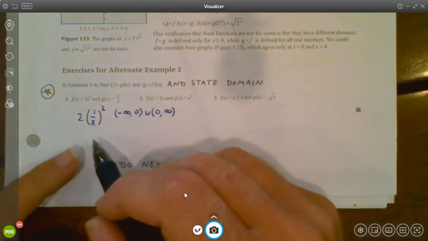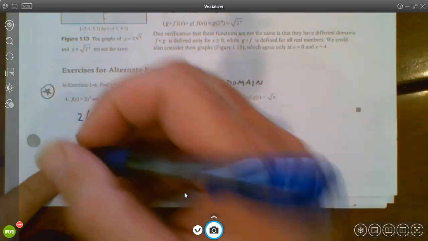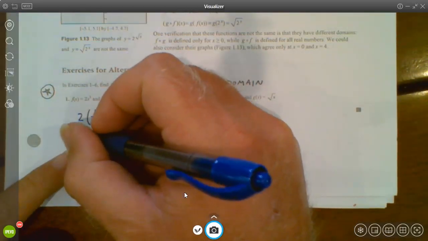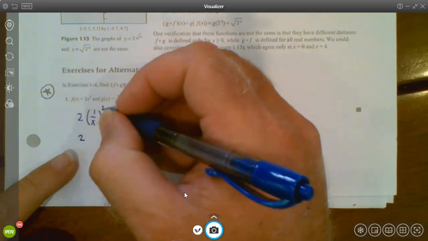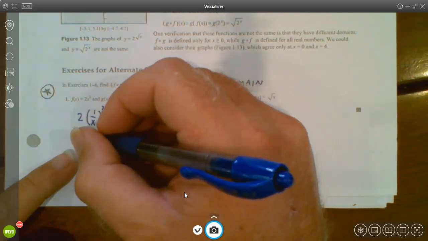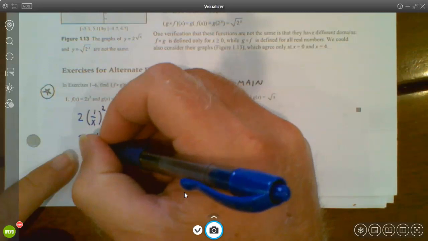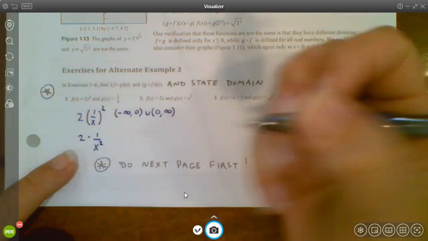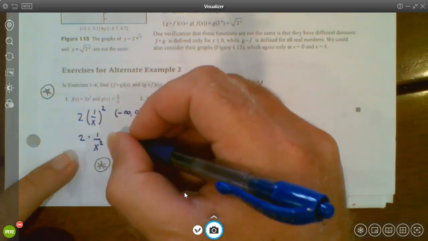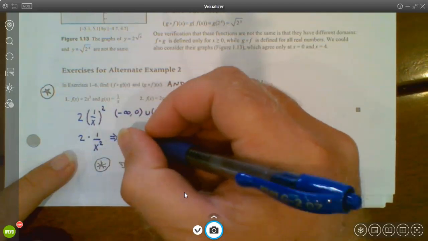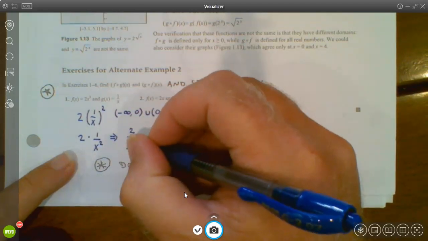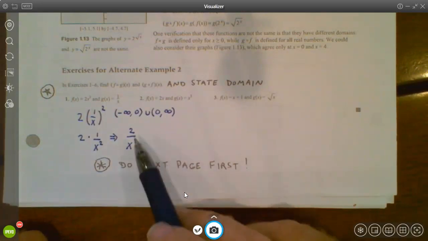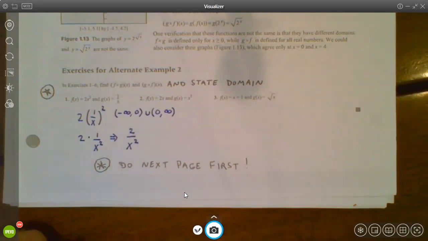So that's what that would look like. You could simplify this if you want to. So we could say this, if I distribute my 2 here, I'm looking at 1 over x squared, which could just be written as 2 over x squared. And so this would probably be the best way to leave it in its simplest form.